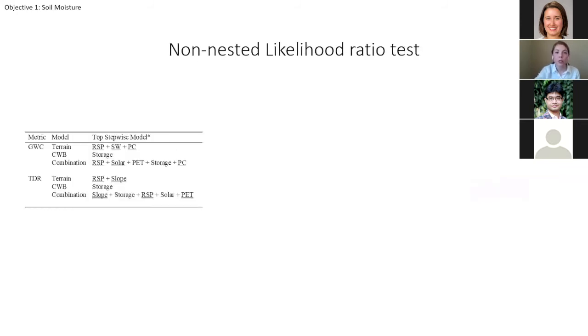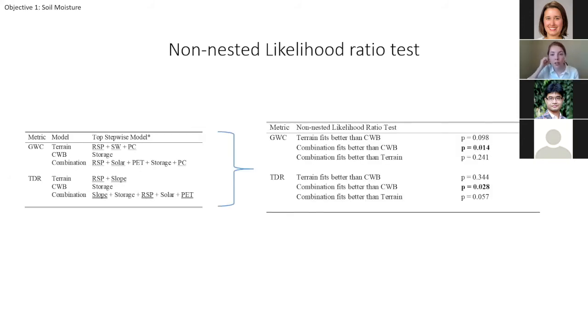models, we use the non-nested likelihood ratio test. So we're taking those top stepwise models and using the non-nested likelihood ratio test. So one result that we see from both soil moisture metrics is that the combination model is fitting better than the climate water balance model, which is telling us that including these terrain variables with climate water balance variables is improving model performance rather than just using climate water balance variables alone. Interestingly, the combination and terrain models weren't significantly different, even though the combination model was having a higher R² value.